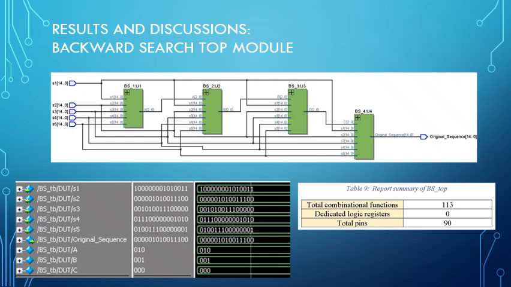From the simulation, based on the outputs of A, B, and C, the final output of the BS4 produces the right original sequence, which means that the design is functionally correct.